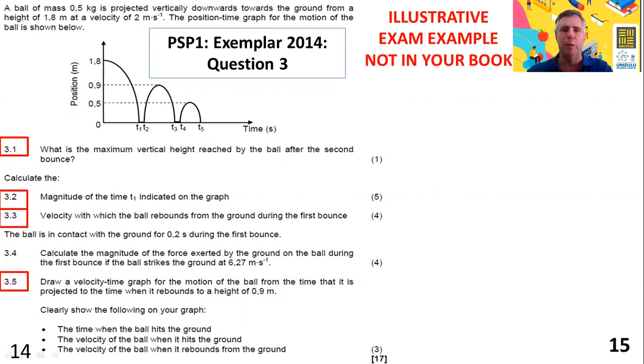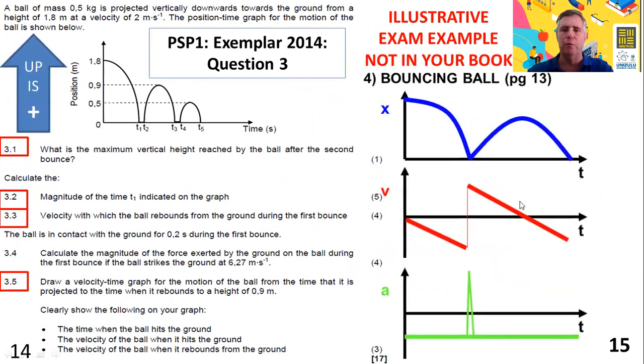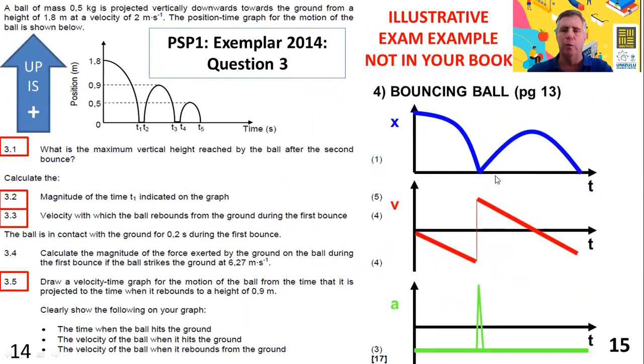This comes from the exemplar paper in 2014. And this was question 3, the projectile motion question. Now, you'll see a position time graph, which looks very similar to the graph that you have just drawn for question 4. You can see it's the same bouncing ball graph that you see there. The difference, they've just shown the time period for which the ball is in contact with the ground. We've chosen that up is positive.